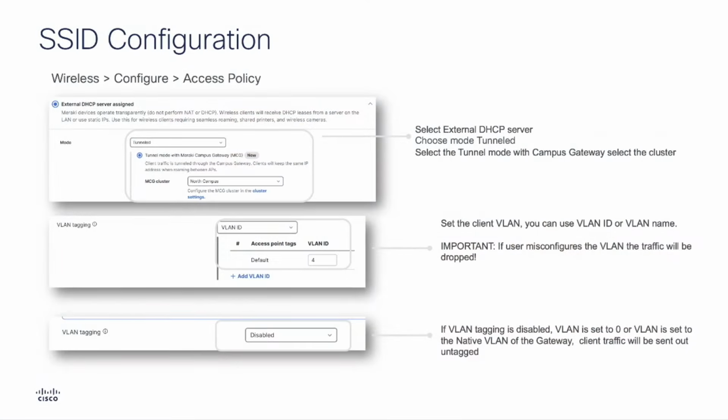And then SSID configuration to do tunneling is very simple. Where you'd normally choose an external DHCP server in your client IP and VLAN settings, here we now have a new option in tunnel mode with Campus Gateway. From there, you just select the cluster which you want to tunnel your SSID to. At launch, it's one cluster, so it's going to be pre-filled out for you. Set the VLAN, and set, say, adaptive policy, the group policy you want to put your clients on. And then once you save that, the APs will automatically form the tunnels and you can start tunneling traffic. I'll show that in the demo.